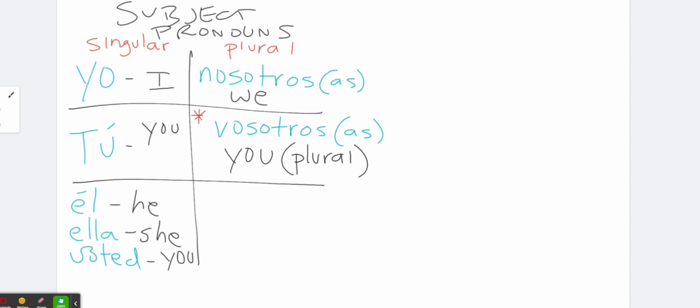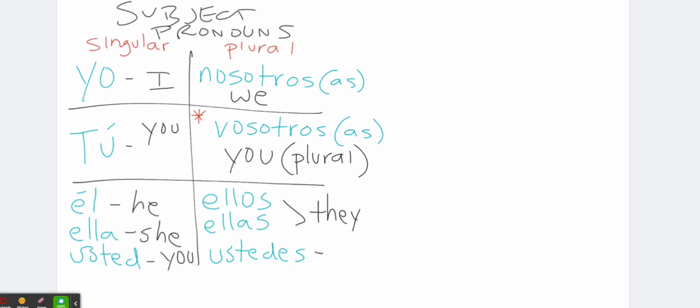And then the bottom right is basically the plural version of the stuff on the left. So instead of él for he, we'll have ellos for they, ellas also means they, and ustedes basically means you guys. It doesn't necessarily mean you formal guys, but just you guys. So we got they and you plural.